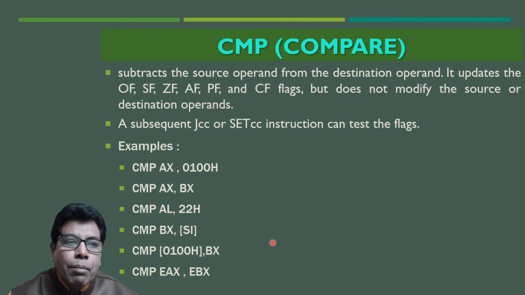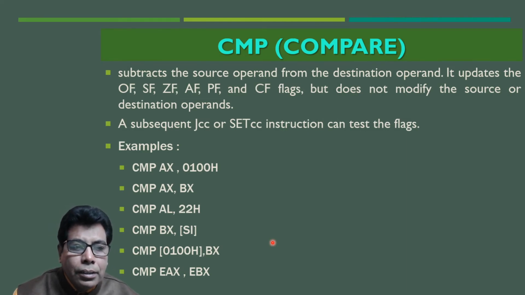The next instruction is compare. This instruction will subtract the source operand from the destination operand and it updates the flags. So overflow, sign, zero, auxiliary carry, parity and carry flags are updated, but it will not modify the source and destination. If you look at the examples, CMP AX, 0100 will subtract 0100 from AX. The result is discarded, but the flags are updated.